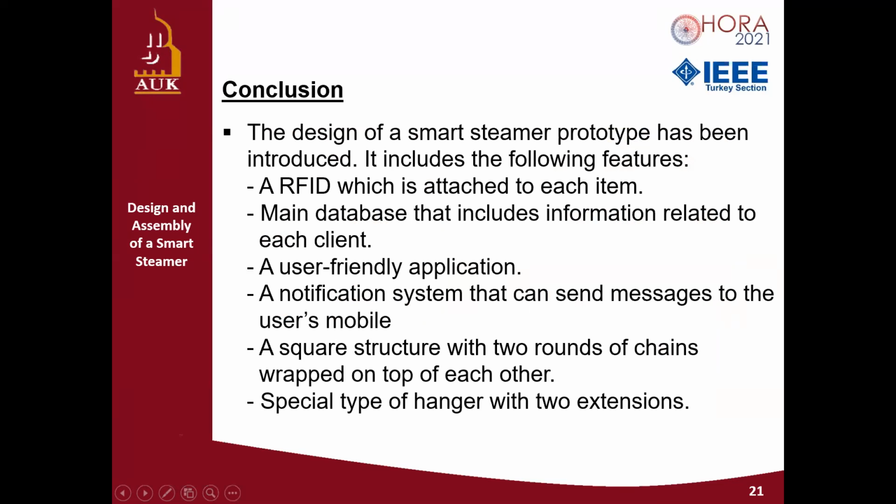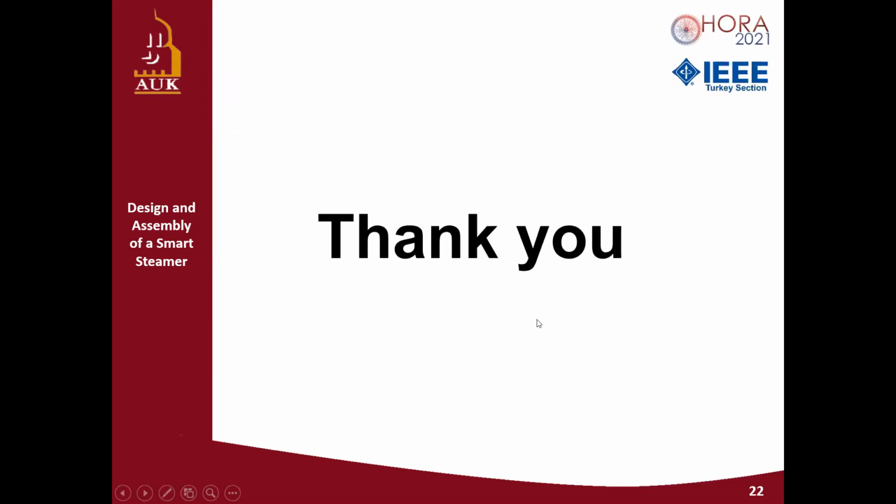In conclusion, the design of a smart steamer prototype has been introduced. It includes the following features: an RFID, which is attached to each item, a main database that includes information related to each client, a user-friendly application, a notification system that can send messages to the user's mobile when the items or all the items have been steamed, a square structure with 2 rounds of chains wrapped on top of each other, and a special type of hanger with 2 extensions. Thank you all for listening.